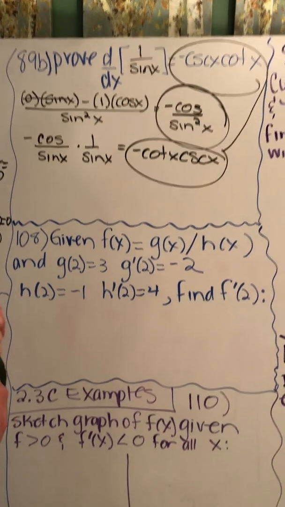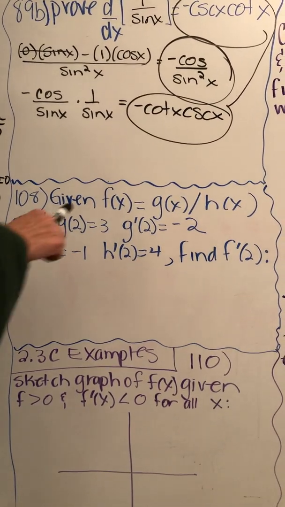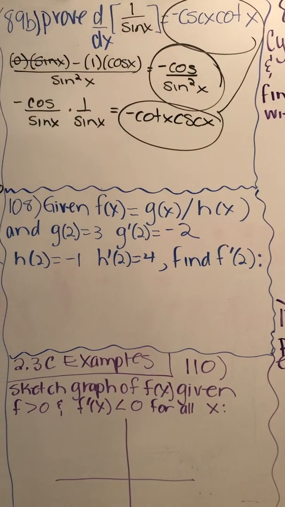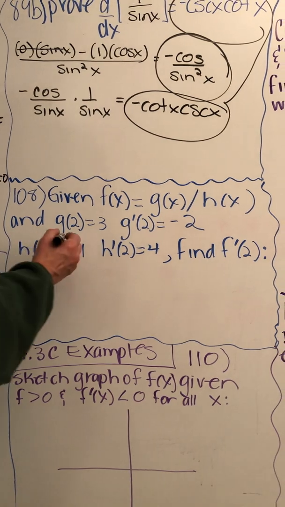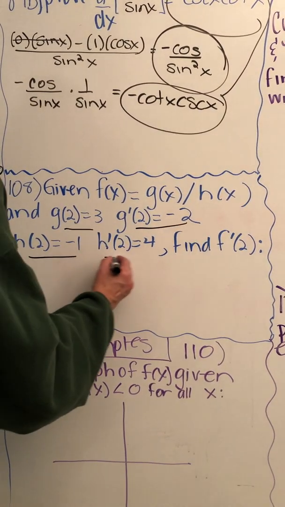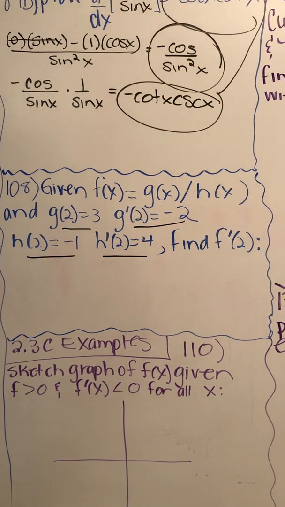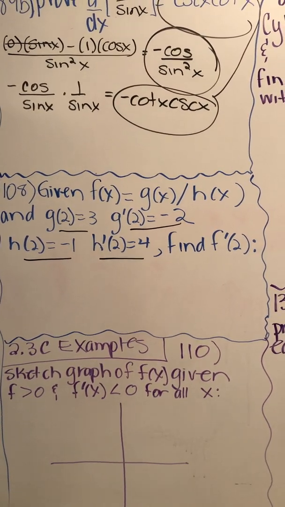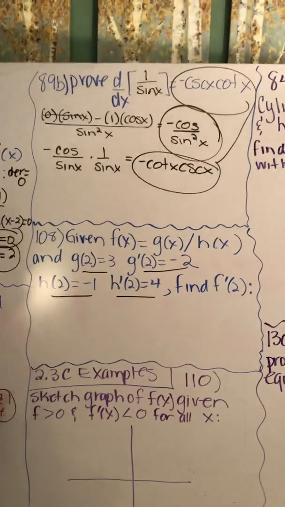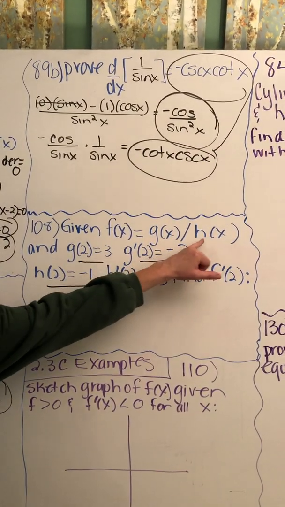Number 108. Given that f of x is g of x divided by h of x, keep going back to that quotient rule, and given this information from the book, g of 2 is 3, here, these 4 pieces of information, they want you to find the derivative of f at 2. So again, here's what I'm going to do. They gave me f is g divided by h.